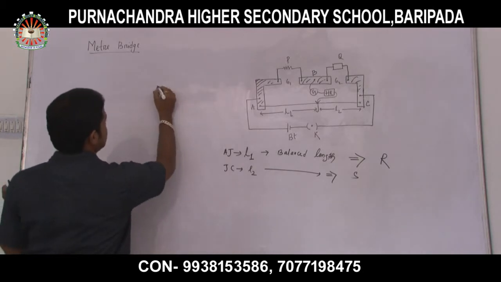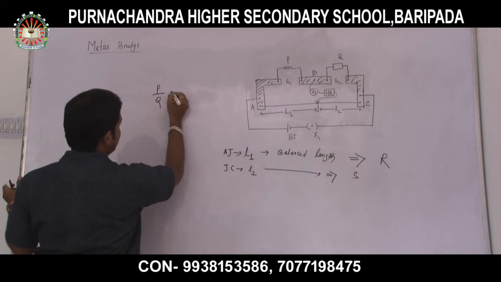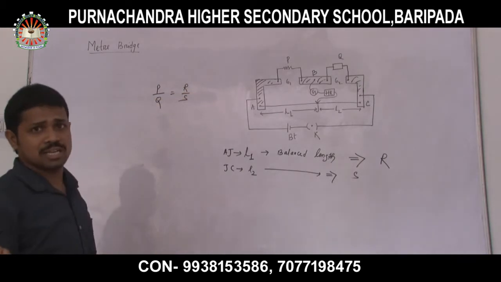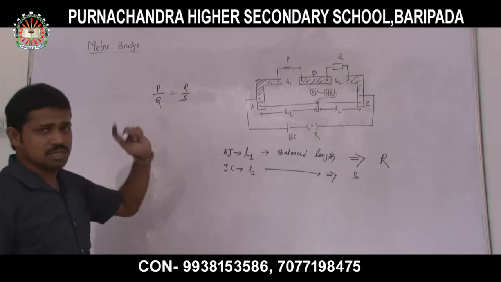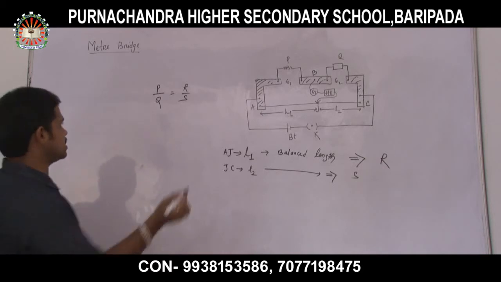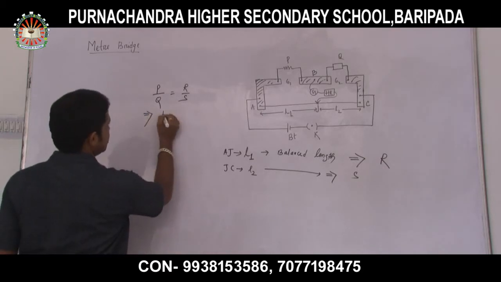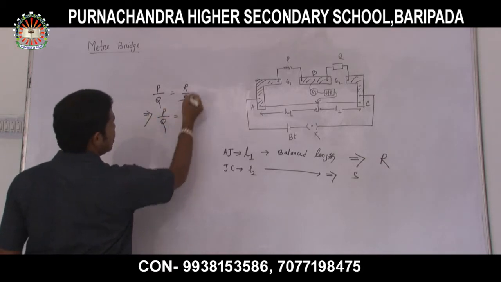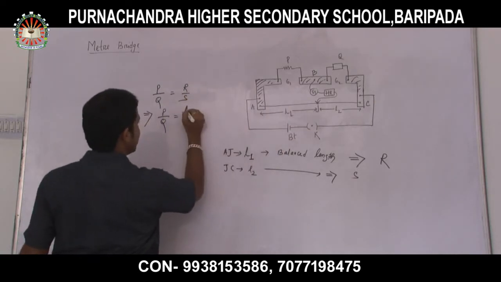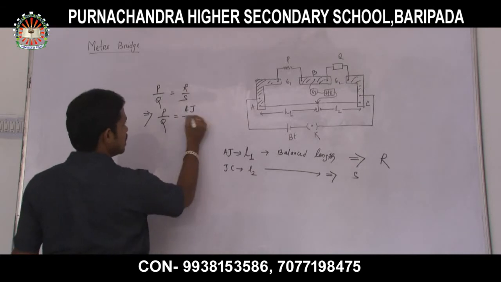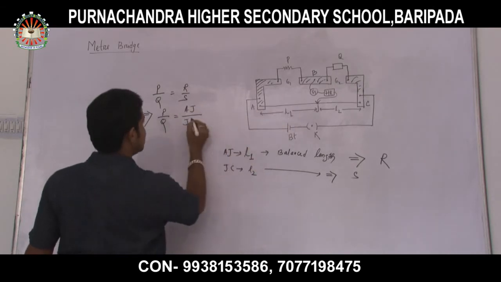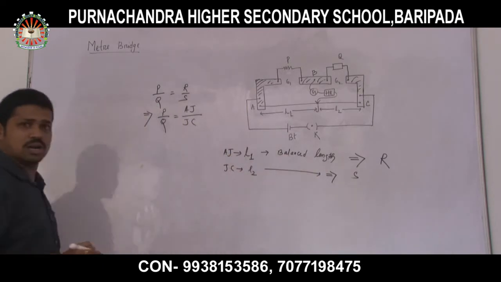So what is the balance condition of the Wheatstone bridge? P by Q is equal to R by S. Very simple. This is the balance condition of the Wheatstone bridge, so at this condition I have to apply P by Q is equal to R by S. So what is R? R is AJ, and S is JC, as we will replace that.